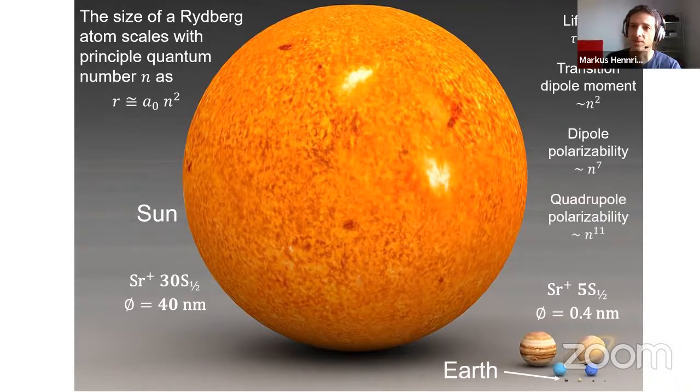On the other hand, many other properties also become very, very different. For instance, the lifetime of Rydberg states scales as n to the power of 3, so it becomes longer lived if you go to a higher Rydberg state. Also, the transition dipole moment scales as n to the power of 2. The dipole polarizability is n to the power of 7, and the quadrupole polarizability is n to the power of 11. So depending on which Rydberg state you are in, some of these properties become really, really strong and dominant in your system.